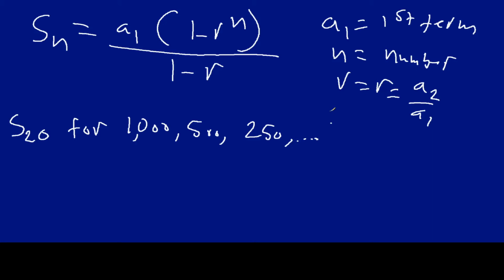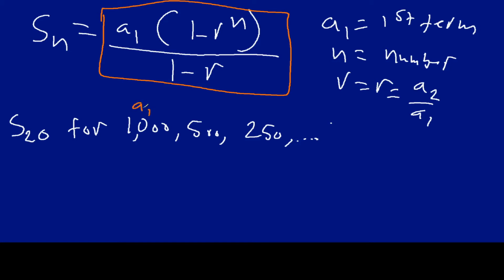So all we've got to do is identify our key information here. We know what our equation is right here at the top. First thing we have to figure out is, what is a1? We know that 1,000 is a1, and we need to know what our n is. Our n is right here, 20, and we also need to figure out what our ratio is. If I take a sub 2 over a sub 1, that'll be 500 over 1,000, which is going to equal 1/2.